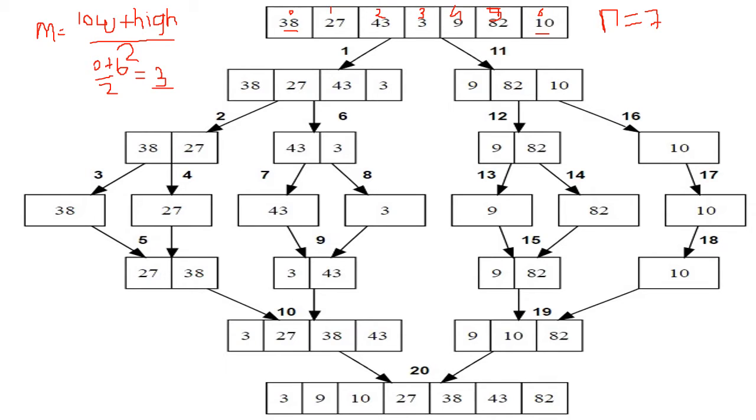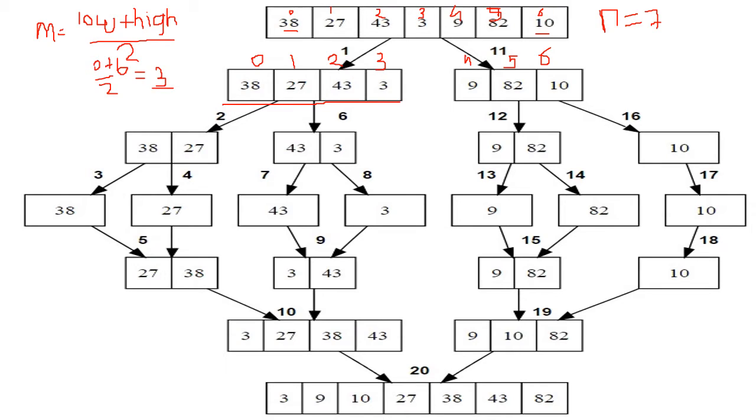Means in the first sublist, the array elements are 38, 27, 43 and 3. Till the midpoint we get our first sublist, and after that 9, 82 and 10, this is our other sublist, the left sublist and the right sublist. Okay, after that the next iteration is to divide this list into two sublists.